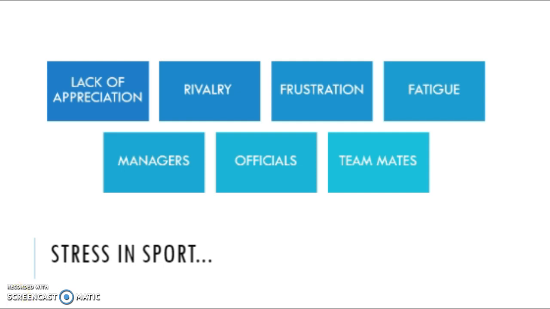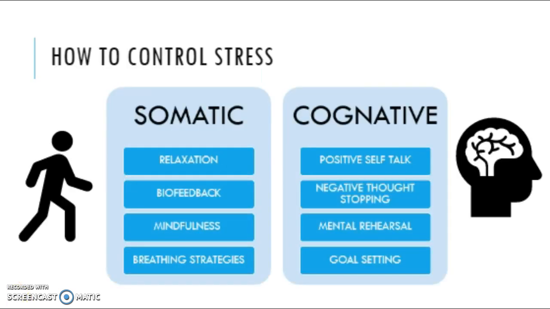How to control stress. There are ways to control stress. The methods for controlling stress can be split into somatic and cognitive. Somatic ways of controlling stress are relaxation, biofeedback, mindfulness, and breathing strategies. The cognitive methods are positive self-talk, negative thought stopping, mental rehearsal, and goal setting.